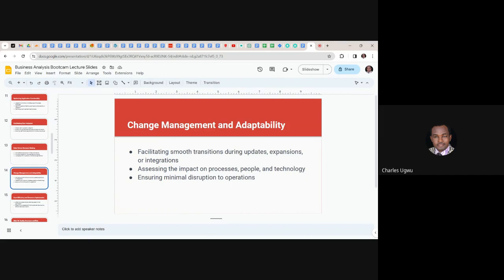You must have a plan on how to manage resistance to change, because it must come. This is what you do as a business analyst, making sure that all the enterprise application solutions you are trying to implement have a smooth transition.